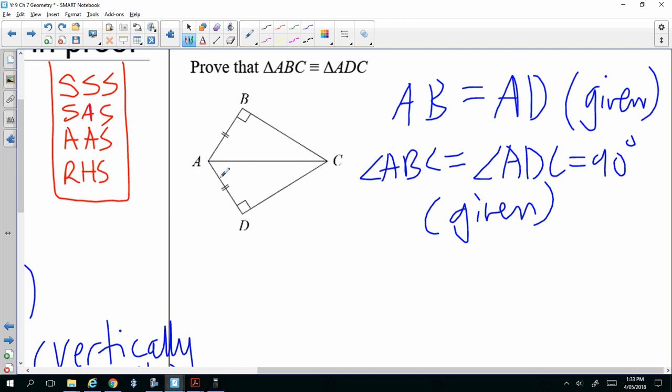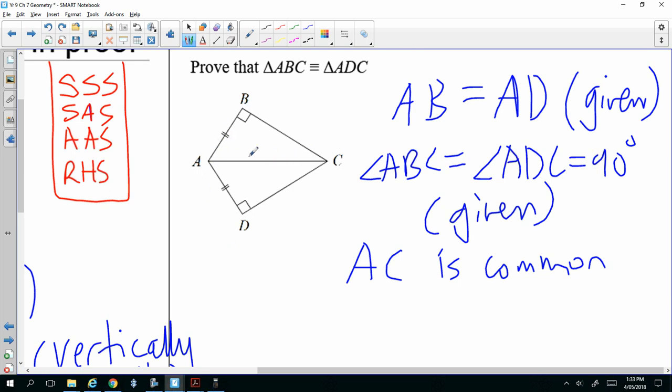Yeah, very good. AC is common. They overlap each other, isn't it? So if things are common, you can write down as a reason. So we've got three sides. Two sides, this side, that side, and the common side, and the two angles.